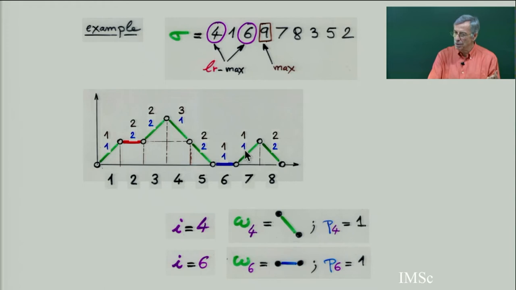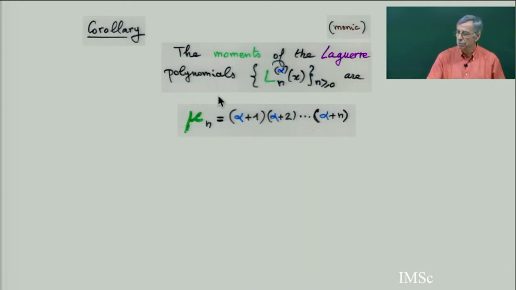Here, you see the choice is 1, but 7 is not a left-right maximum element. Because at the left of 7, you put an empty cell, which will be filled by somebody bigger than it. So this is a characterization of how the weight alpha is becoming a weight in the permutation. And so I get a proof that the moments of the Laguerre polynomial are exactly the distribution of permutations according to the number of left to right maximum elements, except the maximum one.